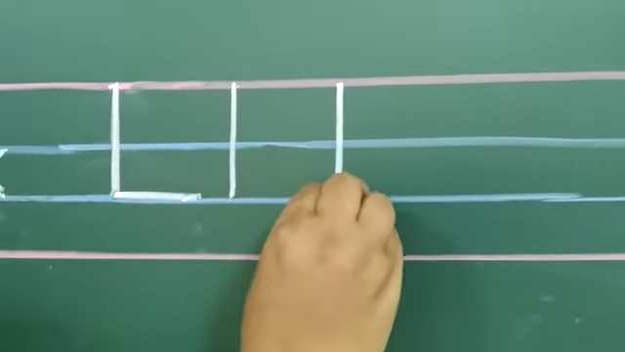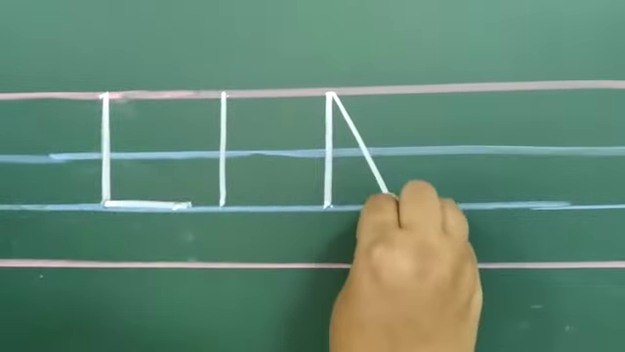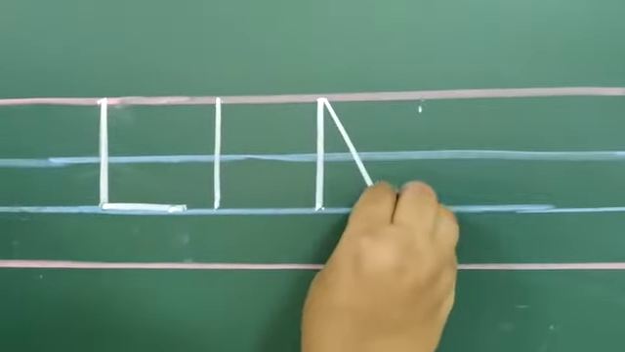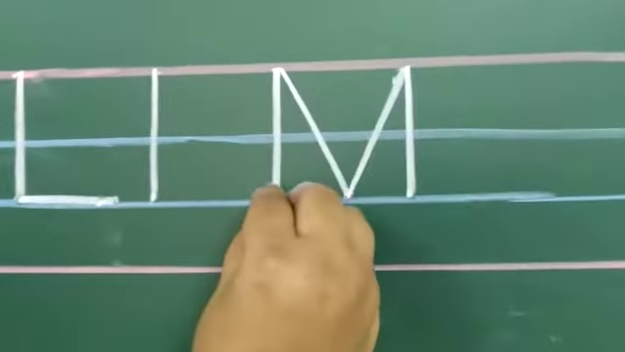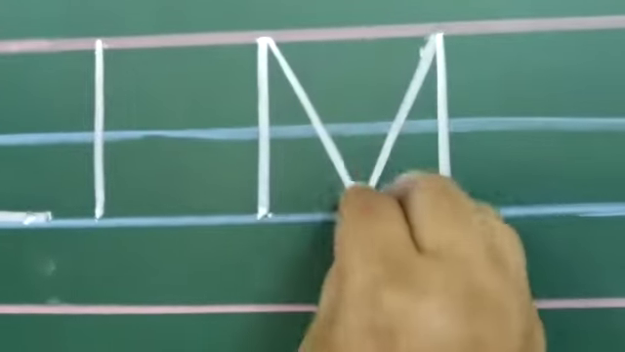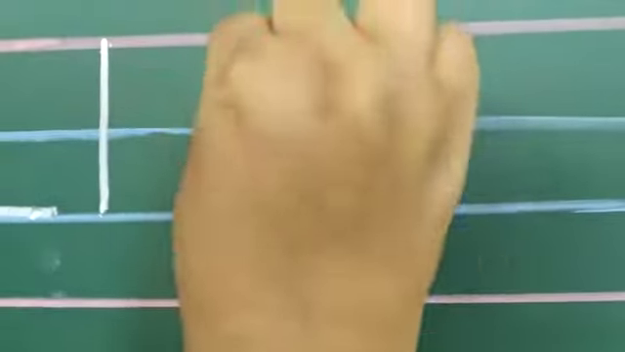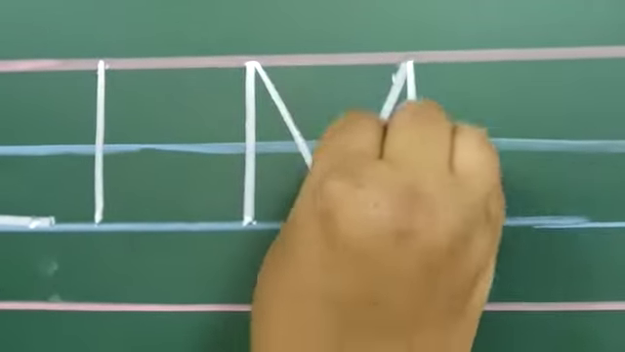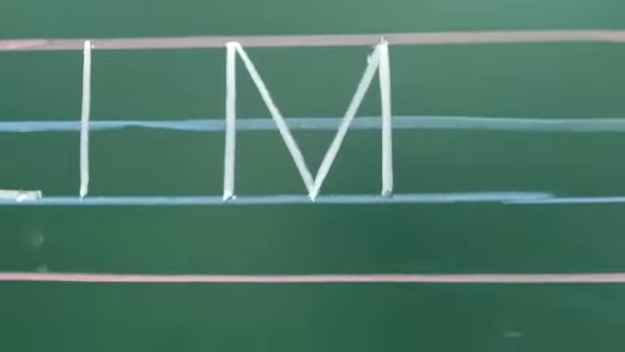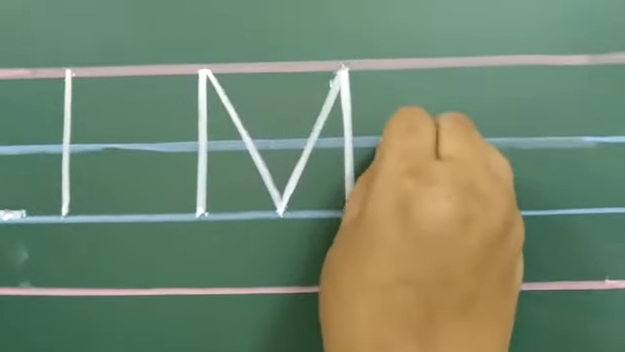Okay. The next letter is now M. One standing line, right slanting line, and again you have to go up and come down. See, make sure this slanting line should come till the blue line. Don't bring it here and go like this. Come down, touch the second blue line, go up and write like this. This is M.